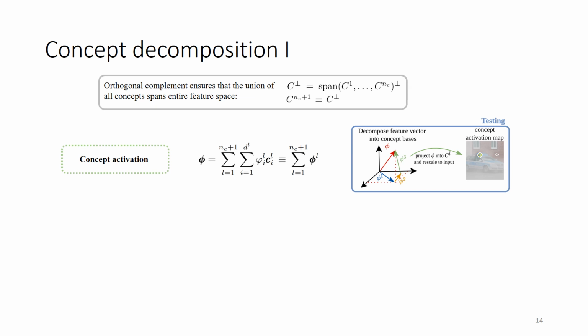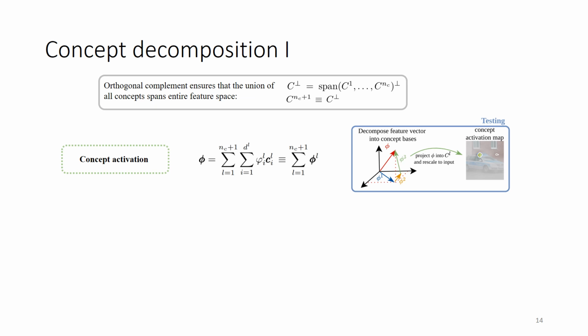For the decomposition, first we have to make sure that the concepts span the entire feature space. Thus, we define an orthogonal complement to the concept space, which is the union of all concept subspaces. Now, we can uniquely decompose each feature vector phi into its concept parts.